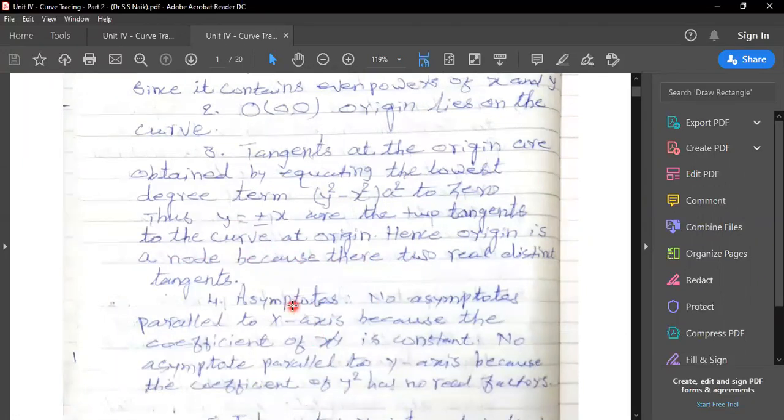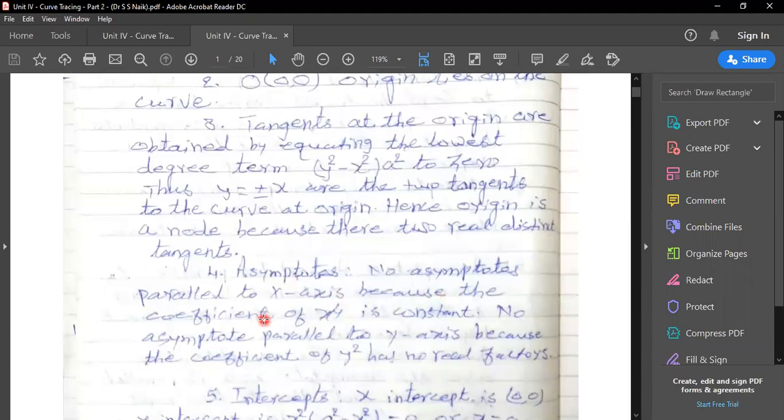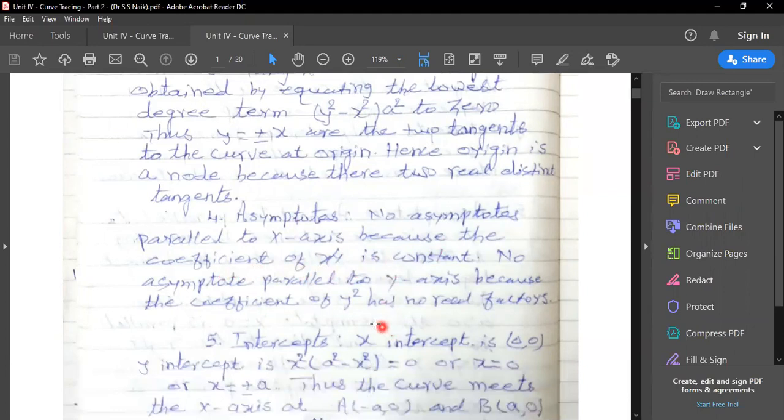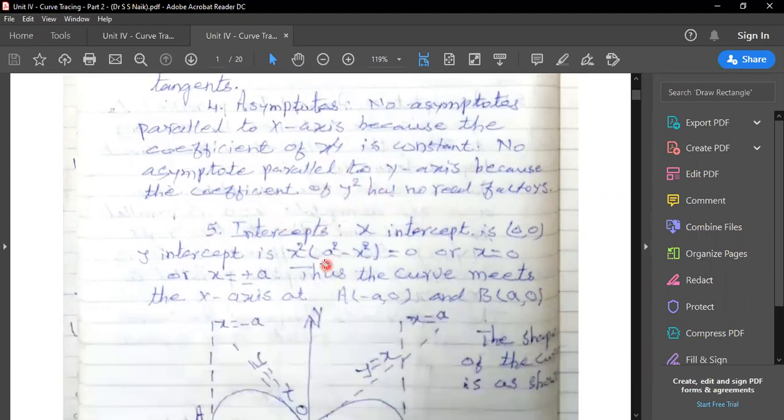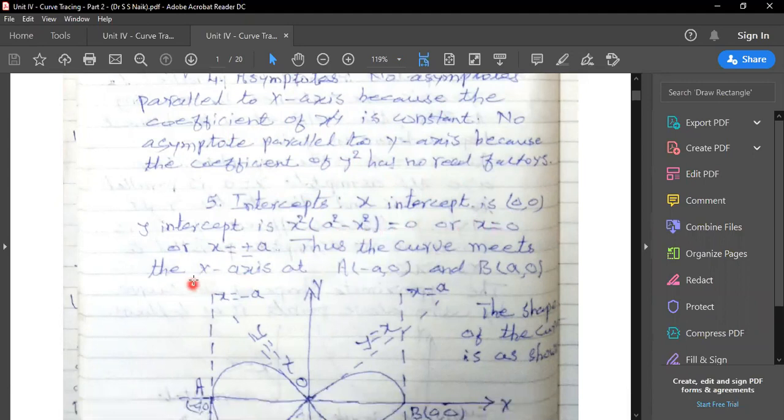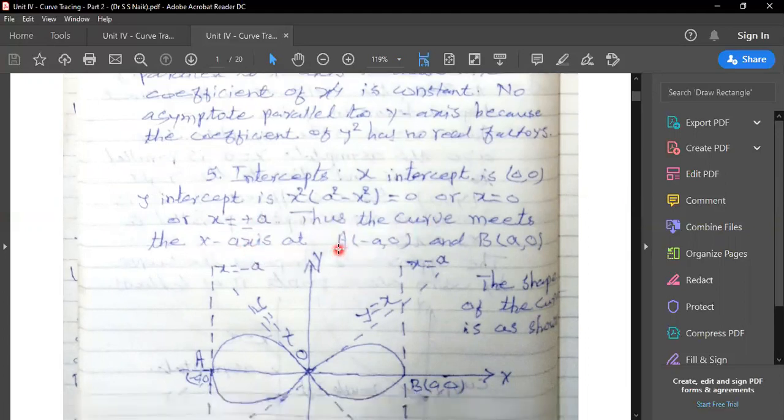Then the fourth point is asymptotes. No asymptotes parallel to the x-axis, because the coefficient of x raised to 4 is constant. No asymptote parallel to the y-axis, because the coefficient of y square has no real factors. Then the intercepts. The x-intercept is (0, 0). For the y-intercept, x square into bracket a square minus x square is equal to 0, so x equal to 0, or x equal to plus or minus a. Thus, the curve meets the x-axis at the points a, minus a, and 0.